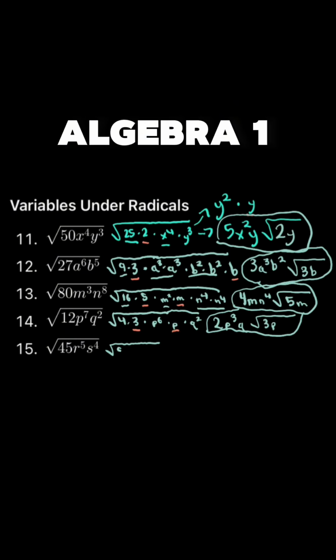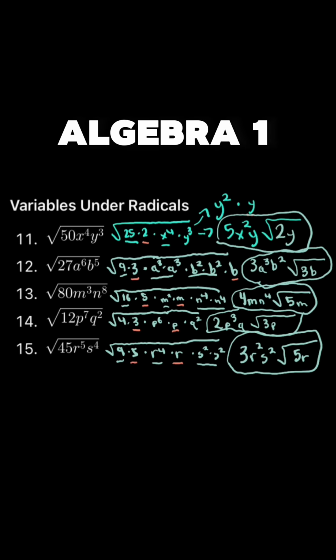Our last one, 45, is just 9 times 5. And r to the 5th, we just separate that again into something that's a square root and something that doesn't. So r to the 4th times r. And s to the 4th is pretty self-explanatory. It's just s squared, the square root of that. And we take out r squared.